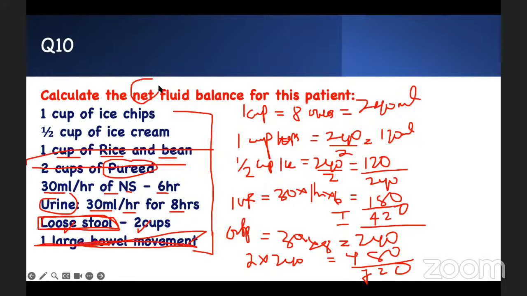So to calculate for the net, in is 420, out is 720. So this is negative 300. That means the patient is dry, is dehydrated, they need more fluid. That's how you can do those calculations. Straightforward. They will confuse you. They will confuse you with cups. Don't worry about it. Most of the time, it's a regular 8-ounce cup. And this is the way you do it.